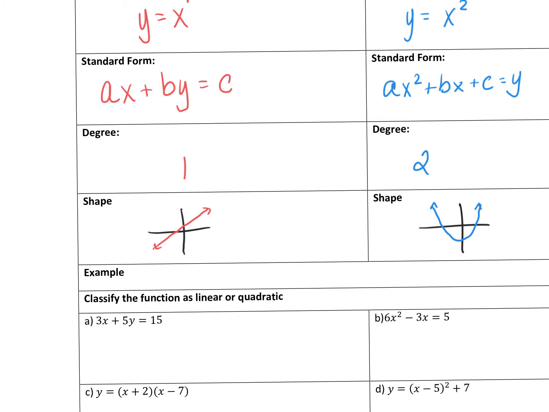So when I'm trying to classify these functions as linear or quadratic, what I'm looking for is the x value. Does the x value have a 1 or does the x value have a square? Also, I need to be wary of if I see more than one x term, what am I doing in the x terms? Am I adding them or am I multiplying?